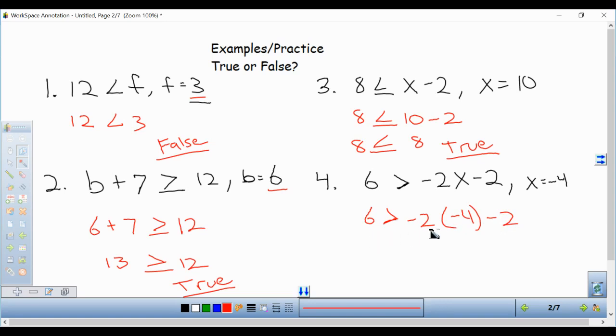So now we're going to solve this. Negative 2 times negative 4, our integer rules still apply here. 2 times 4 is 8, and a negative times a negative is a positive. So now here we have, bring down the 6 one more time. 8 minus 2 is 6. 6 is greater than 6. Is 6 greater than 6? No, it is not, so it is false. If it said 6 is greater than or equal to 6, then it would be true, but it does not. So this one is false.